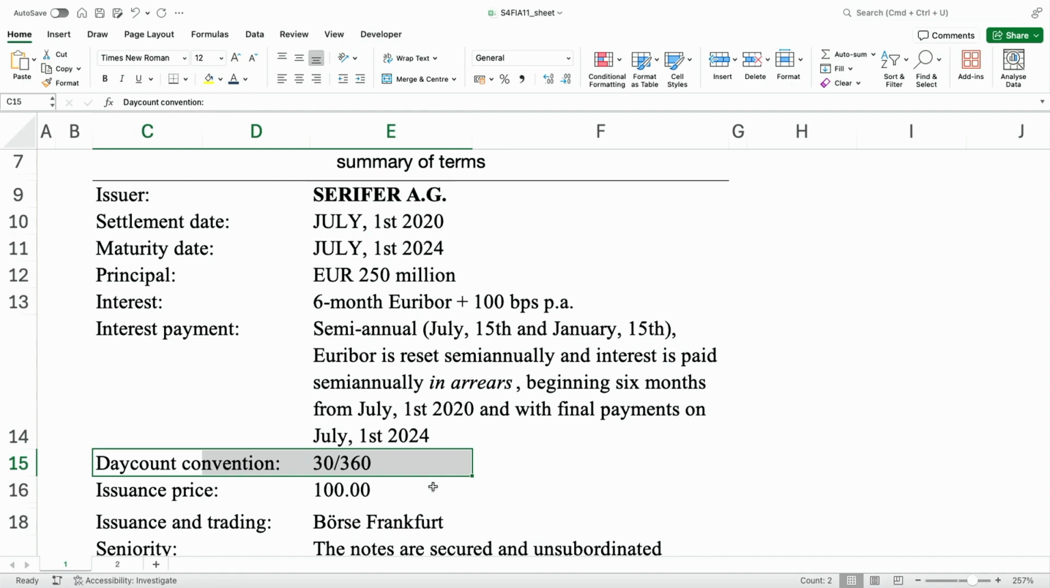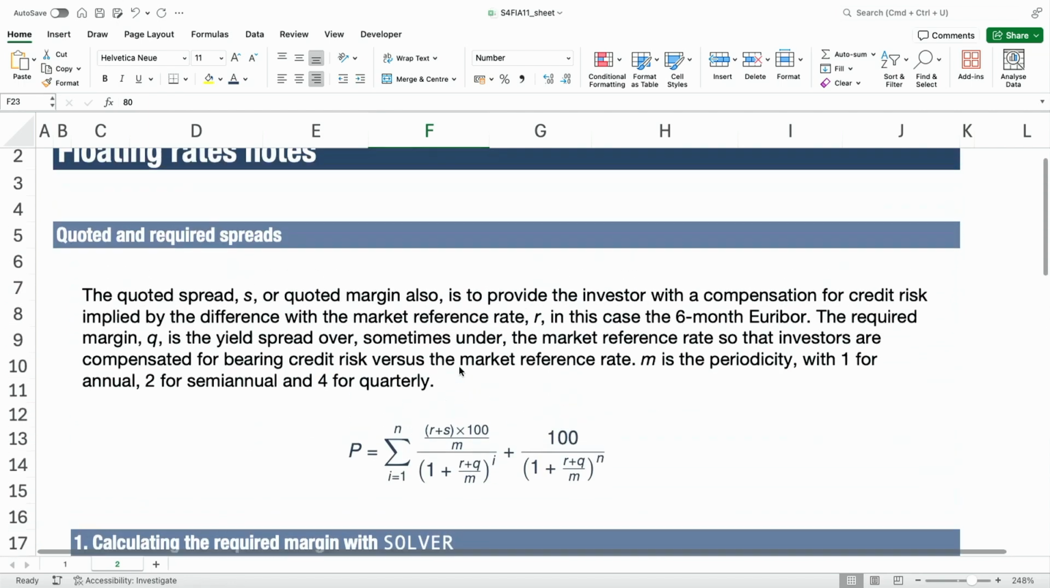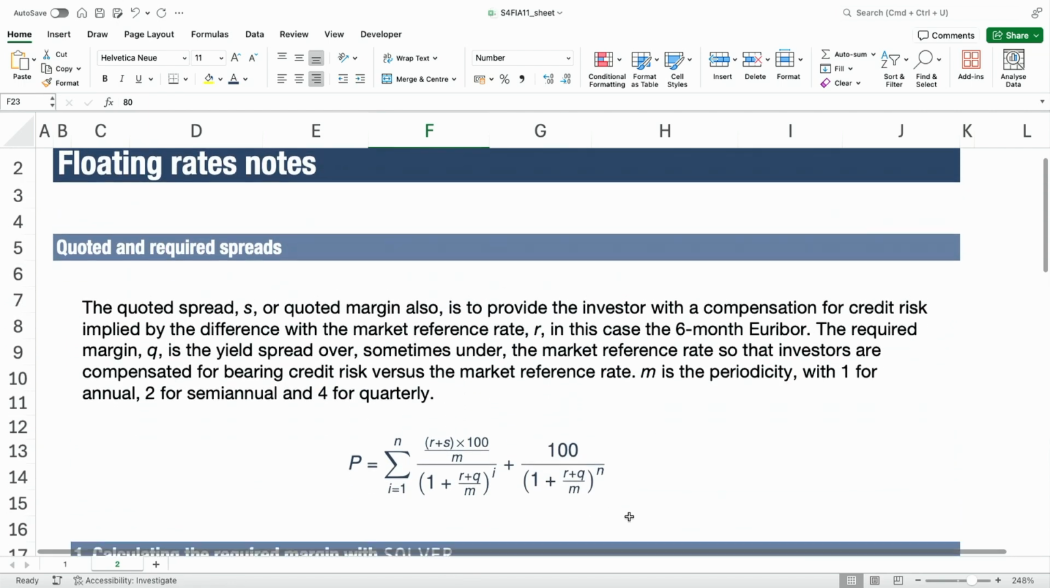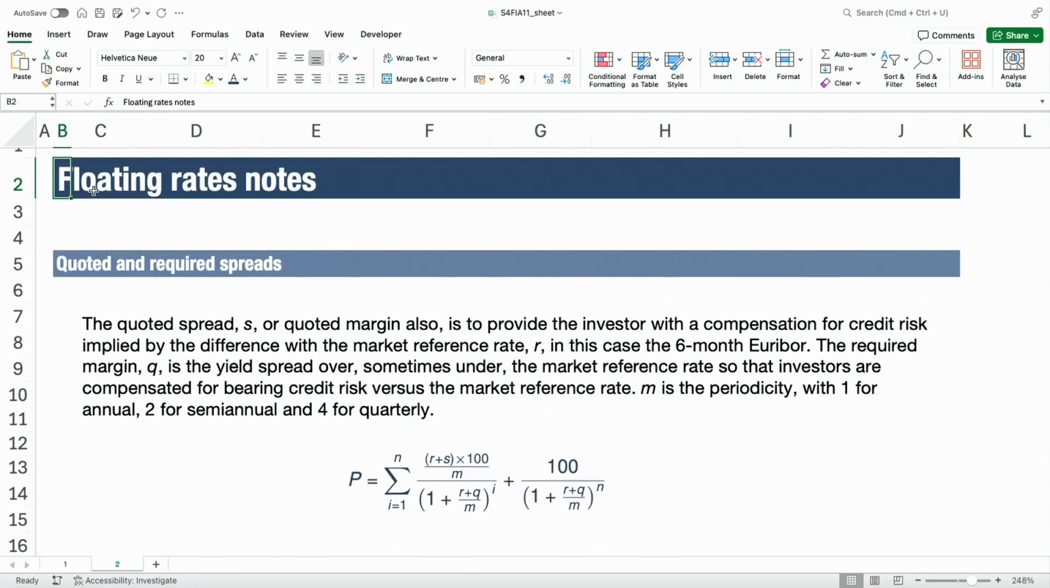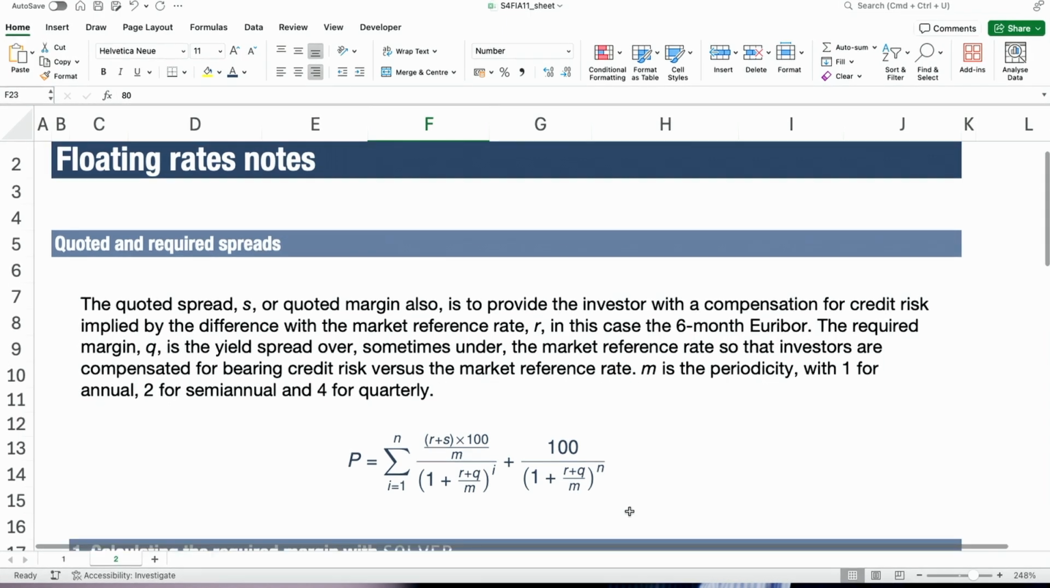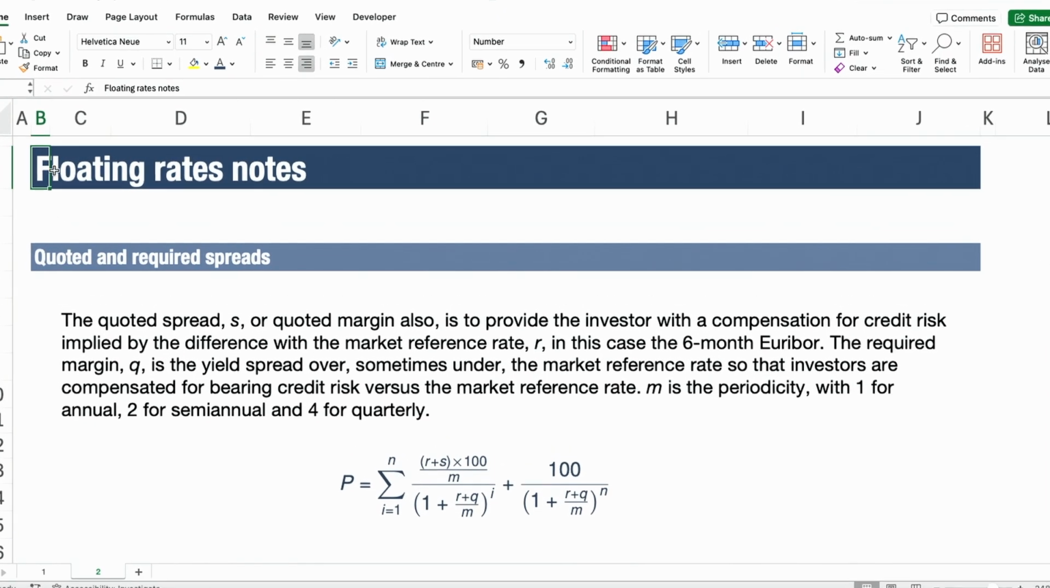And for most of them, a pre-specified spread, or quoted spread as we've called it before, is added, or even subtracted, like for example in rare cases for some AAA prime issuers. In our case, the quoted spread for this Serifer is 100 basis points, or 1%. The quoted spread S, or quoted margin also, is to provide the investor with compensation for credit risk implied by the difference with the market reference rate, in this case the 6-month Euribor.